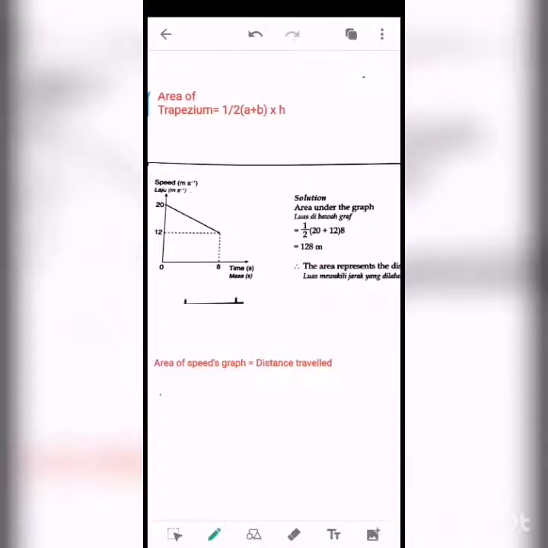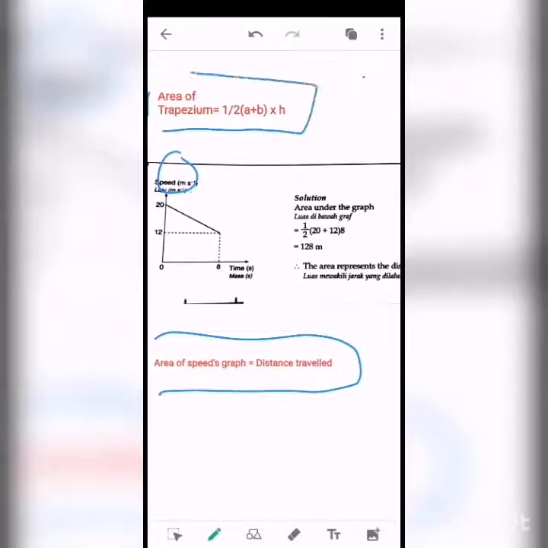Now, if the question asks you to find the distance travel, actually you find the area of the graph, then you can find the distance travel. Before that, make sure the graph is a speed graph, and make sure you know how to find the area of trapezium, square, rectangle, and triangle.